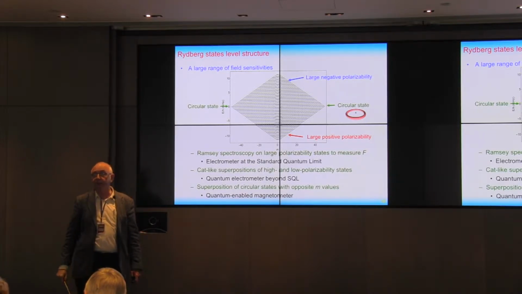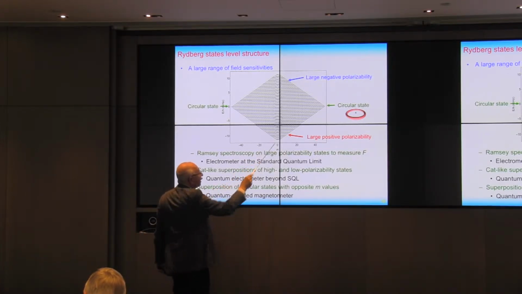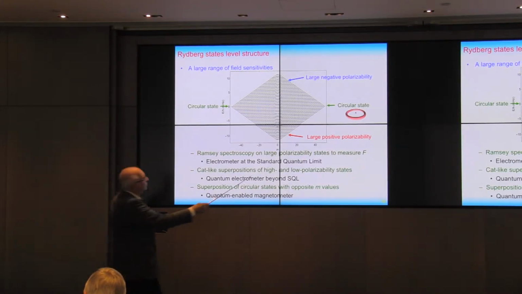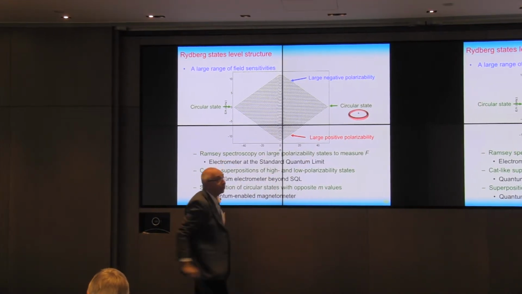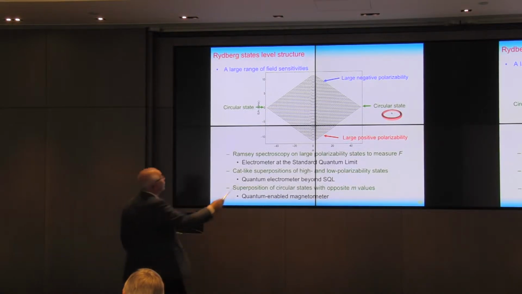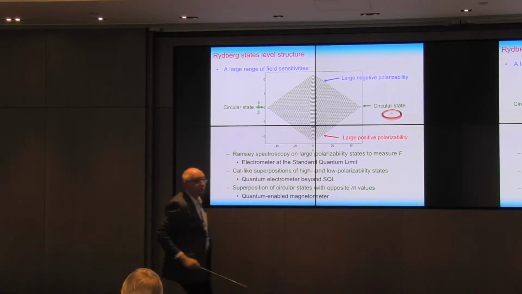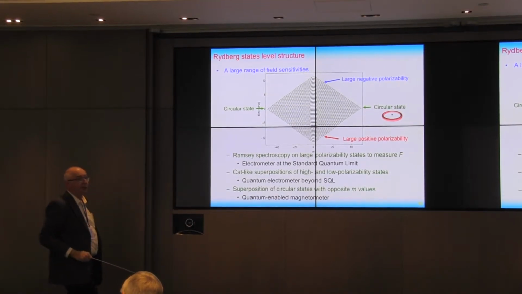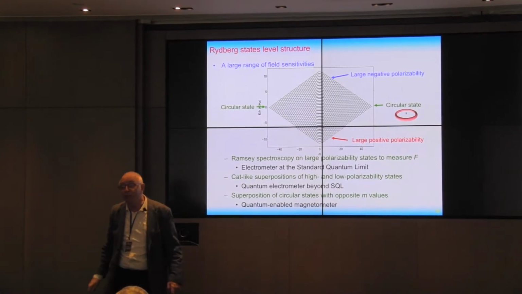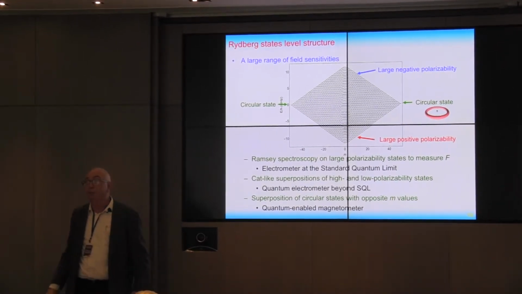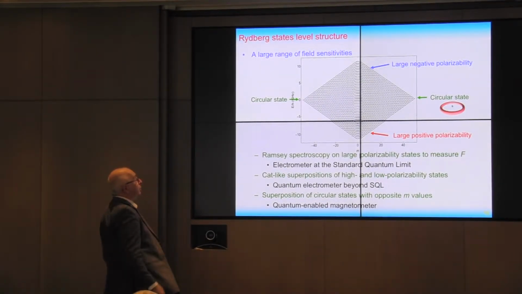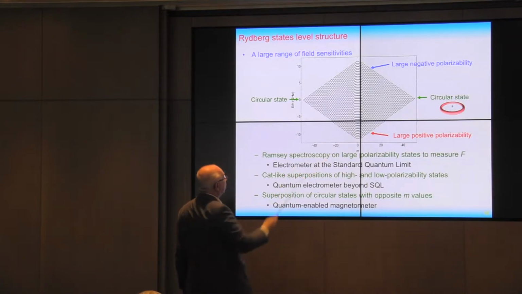Here, you have states with extremely large positive electric dipoles. It's not polarizability, it should be dipole. Here you have states with extremely large negative dipoles. So we have a combination of states which are impervious to electric fields and of states which are very sensitive to electric fields. But these states, circular states, are also very sensitive to magnetic field because they bear 50 units of angular momentum, 50 Bohr magnetons. And we will use that to probe at our choice, at our pleasure, either electric fields or magnetic fields.